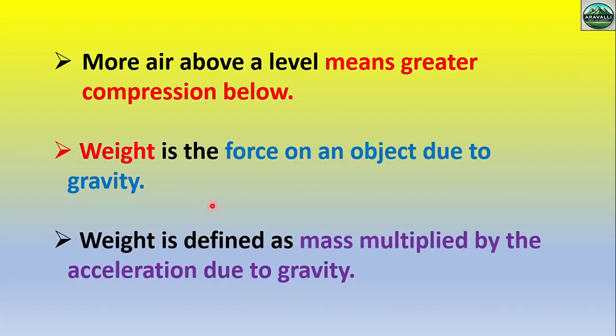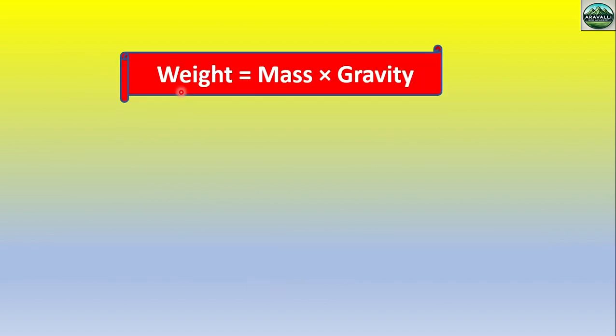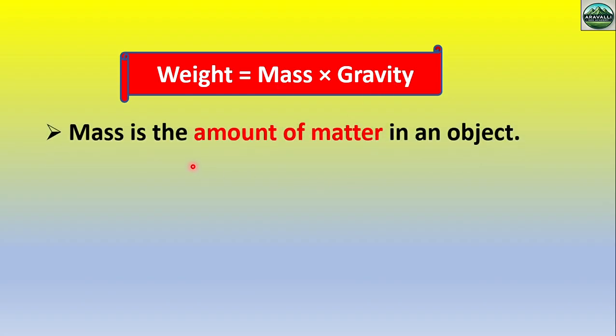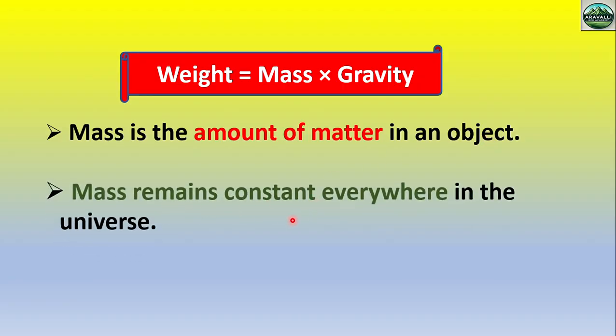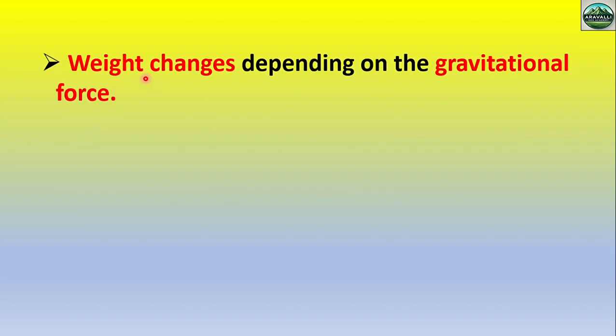Now we discuss weight. Weight is the force on an object due to gravity, and weight is defined by mass multiplied by the acceleration due to gravity. See this formula: weight is mass multiplied by gravity. Mass is the amount of matter in the object, and mass remains constant everywhere in the universe, but weight changes. Mass is constant; weight changes depending on the gravitational force, we know that.